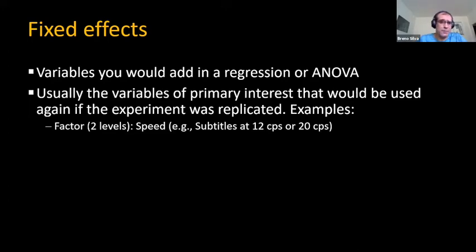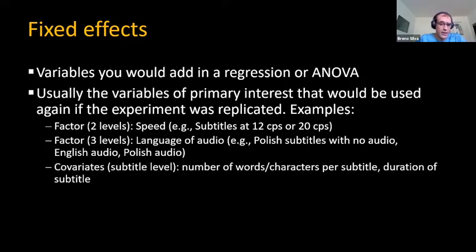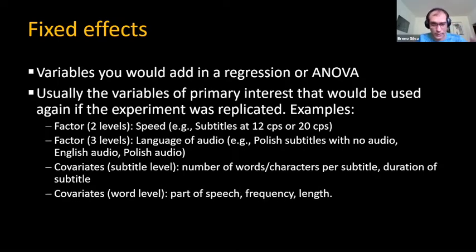Yes, some examples, like in our study, we would have a factor with two levels, right? Speed, subtitles at 12 and 20 CPS. This is not in the study, but it was in the original. It could have another factor with three levels, like the language: Polish subtitles with no audio, English audio, Polish audio, for instance, yes? You could have covariates at the subtitle level, so number of words, characters per subtitle, duration of subtitle. You could have covariates at the word level, part of speech, frequency, length.